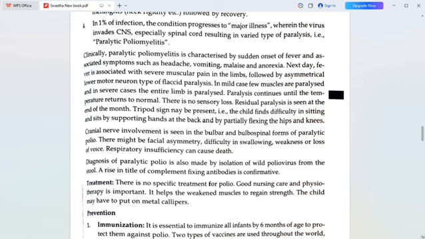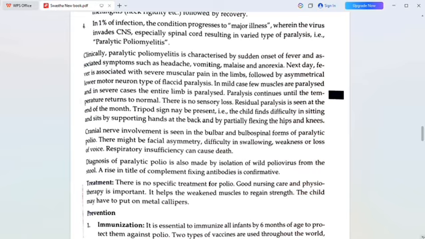Tripod sign means the child finds difficulty in sitting and sits by supporting with the hand at the back and partially flexing the hips and knees. So the child is not able to sit properly. This is the tripod sign, which is a significant feature in polio. Cranial nerve involvement is seen in the bulbar and bulbospinal forms of paralytic polio. There might be facial asymmetry, difficulty in swallowing, weakness, or loss of voice.